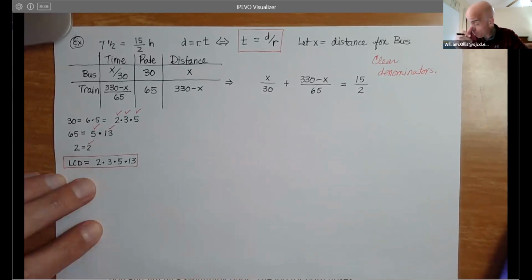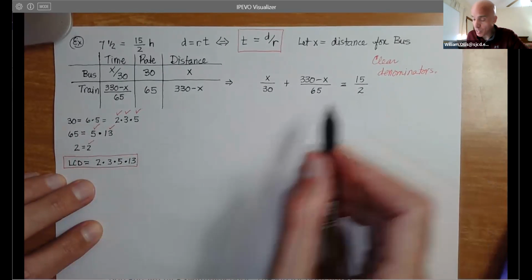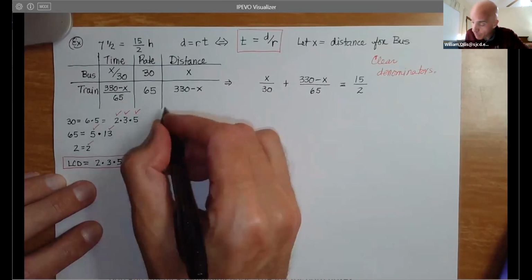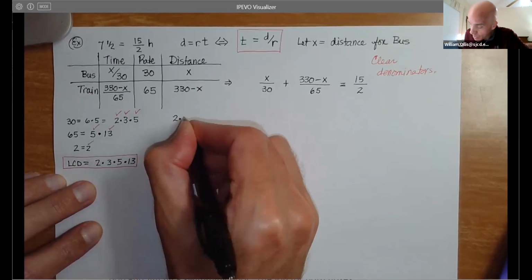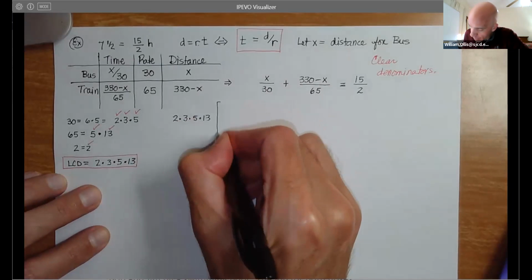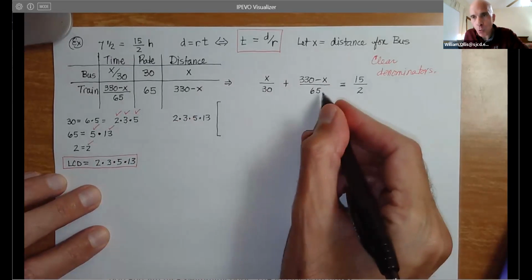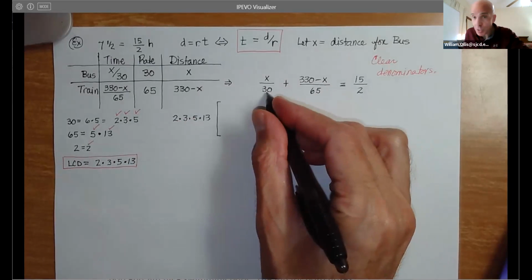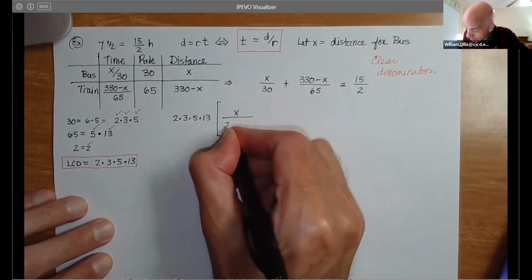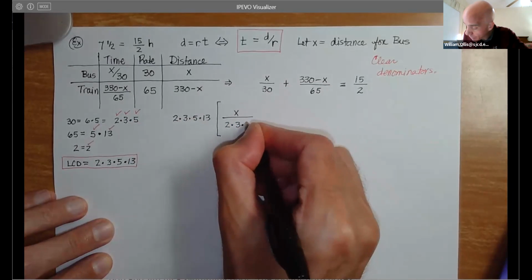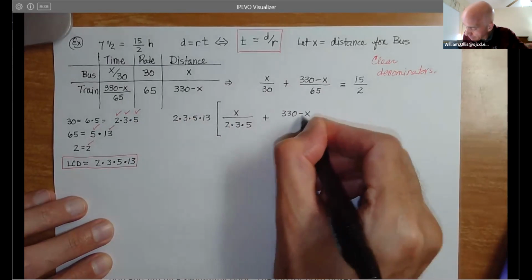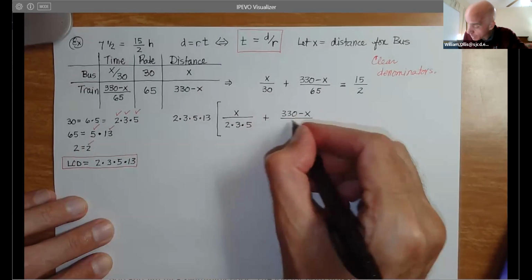So now what we've done before is we multiplied the entire equation by the LCD to clear denominators. Now, what I'm going to do, don't multiply anything, leave everything factored. So we're going to have 2 times 3 times 5 times 13. Now, when you write this part of the equation, go ahead and factor the denominators like we have over here to make it easier to see. Again, this is the symbolic calculation. And then, of course, 65 is 5 times 13.